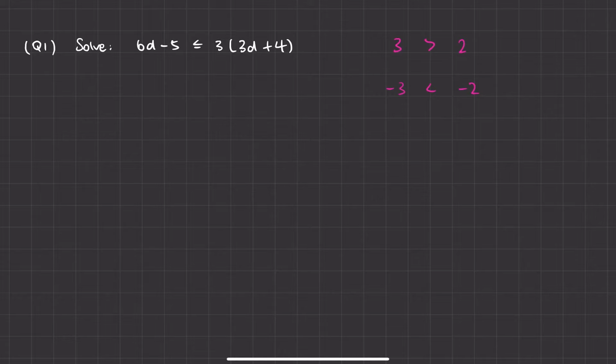So over here in the very first question, if I just get rid of this, we have a very simple solve. So 6d minus 5 is smaller or equal to this one on the right hand side. The first thing I'm going to do is expand the right hand side bracket. So let's say 6d minus 5 is 9d plus 12. Now I'm going to subtract 6d on both sides and say minus 5 is 3d plus 12. And let's subtract 12 to the left hand side.